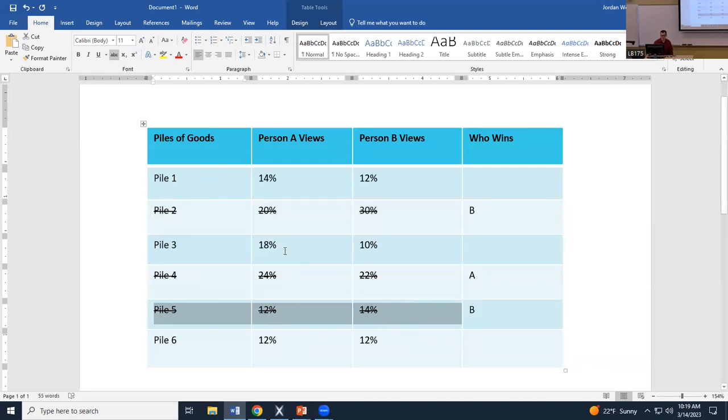Then A picks the highest percentage available. For A, that's pile 3. Now B picks the highest percentage. Now there's a tie here, so they just flip it, I guess. Flip a coin or something like that. Or if there is a tie on the last two, maybe B is generous and says, hey, you pick whatever you want. But let's say B picks pile 6 again, and A picks pile 1 as the default.